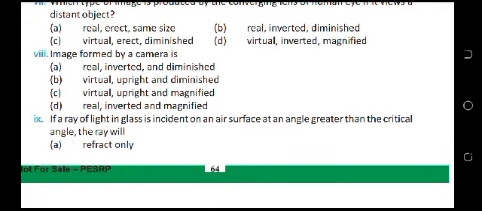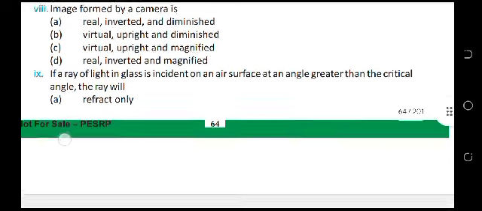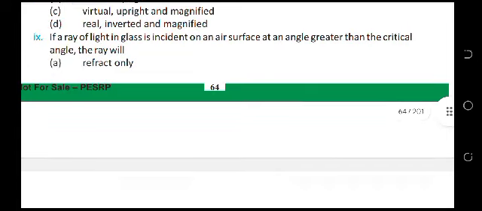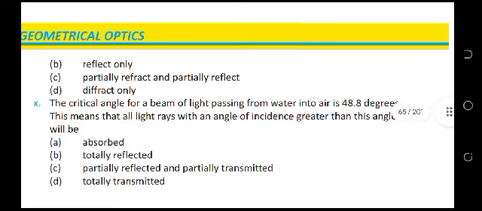The image formed by a camera is real, inverted and diminished; virtual, upright and diminished; virtual, upright and magnified; real, inverted and magnified. If a ray of light in glass is incident on an air surface at an angle greater than the critical angle, the ray will reflect only, partially refract and partially reflect, refract only.